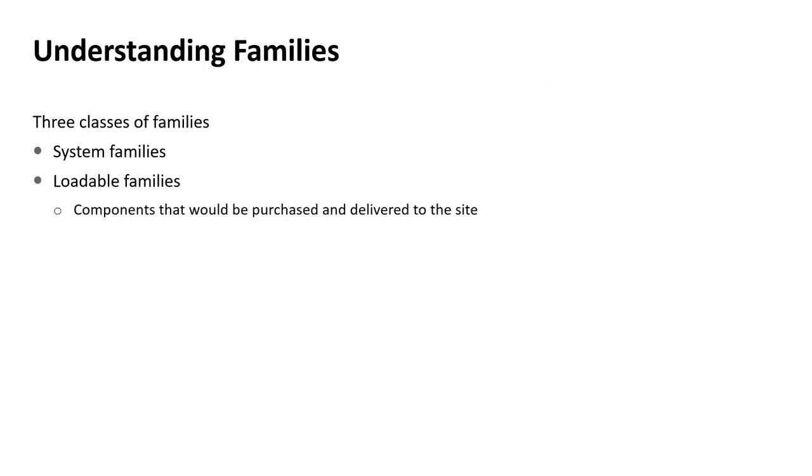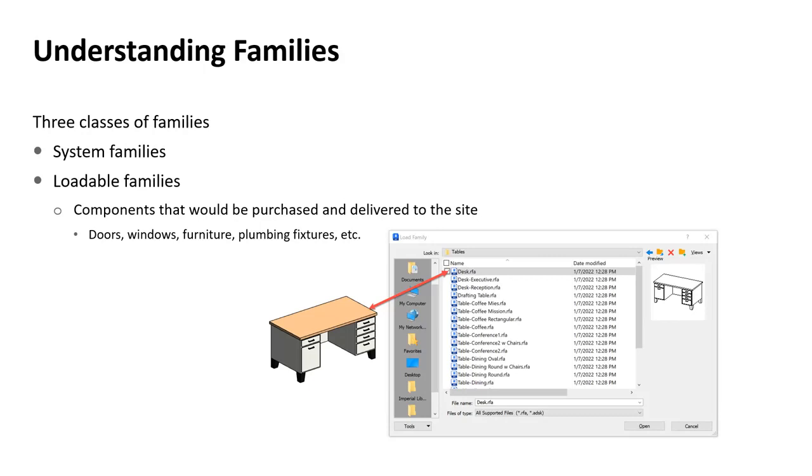Loadable families are used to define building components, such as doors, windows, furniture, plumbing fixtures, and so on, that would typically be purchased as a finished component that is then delivered to a construction site and installed within the building. Because of their highly customizable nature, loadable families are the families that you most commonly create and modify in Revit. Unlike system families, loadable families are created in external files with a .rfa file extension, which must then be imported or loaded into a project.